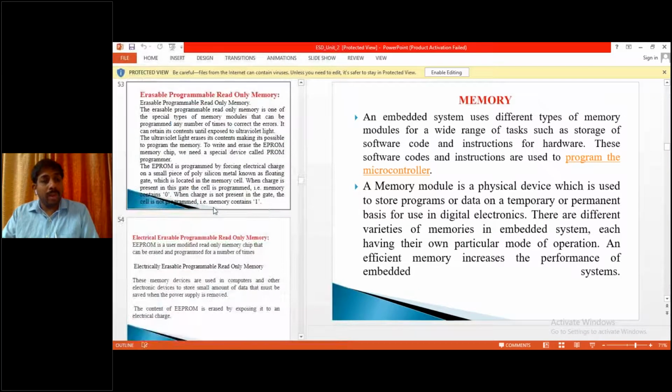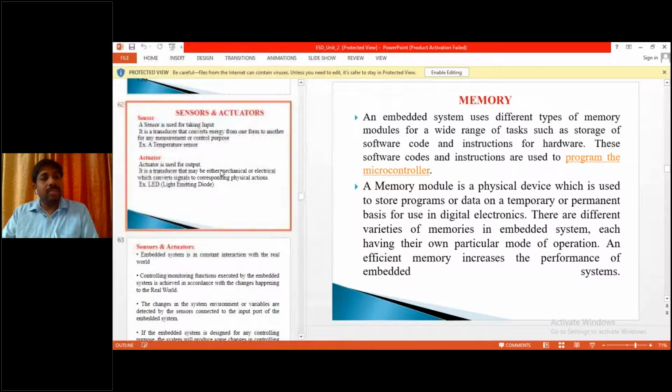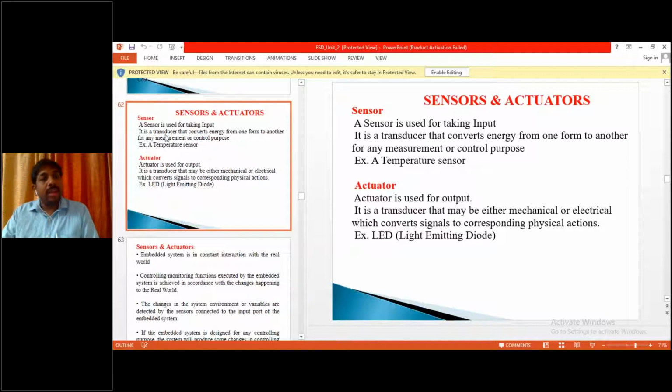So coming to our topic today, we have to discuss sensors and actuators. A sensor is used for taking the input. It is a transducer that converts energy from one form to another for any measurement or control purpose, such as a temperature sensor. This temperature sensor will sense the temperature of the room, and it will convert it into an analog signal. The actuator is used for the output. It is a transducer that may be either mechanical or electrical, which converts signals to the corresponding physical actions. Under that we have the LED.